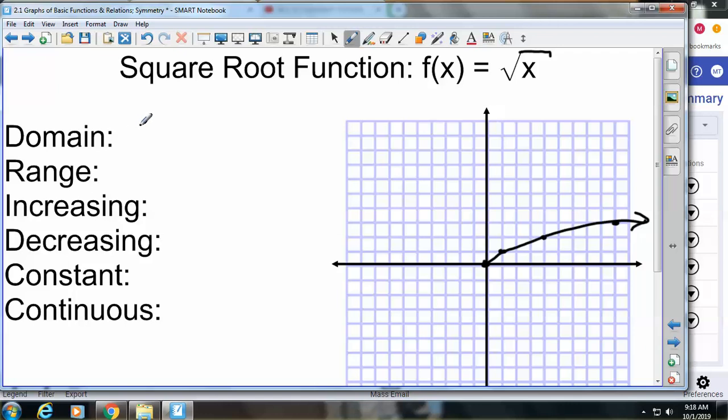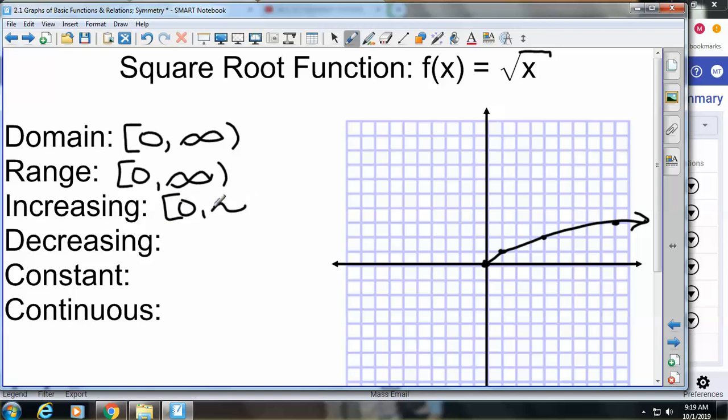Domain. Bracket 0, comma, infinity. Range. As we go from the bottom up, the lowest y value is at 0, and it keeps going up forever. So that's infinity. Is the graph, as I go from left to right, increasing, decreasing, or constant? Increasing the whole time. No, it's going to start slowing down, but it is still going to gradually rise.